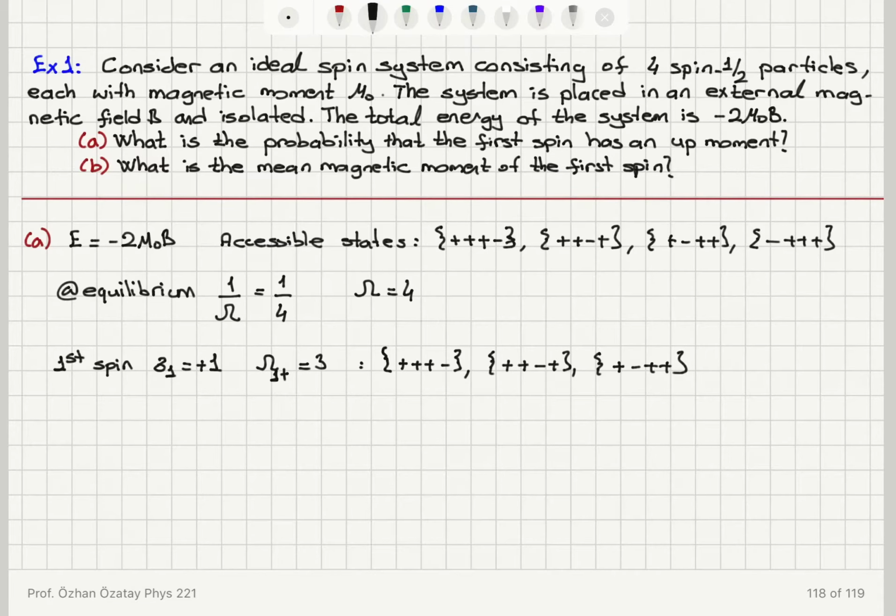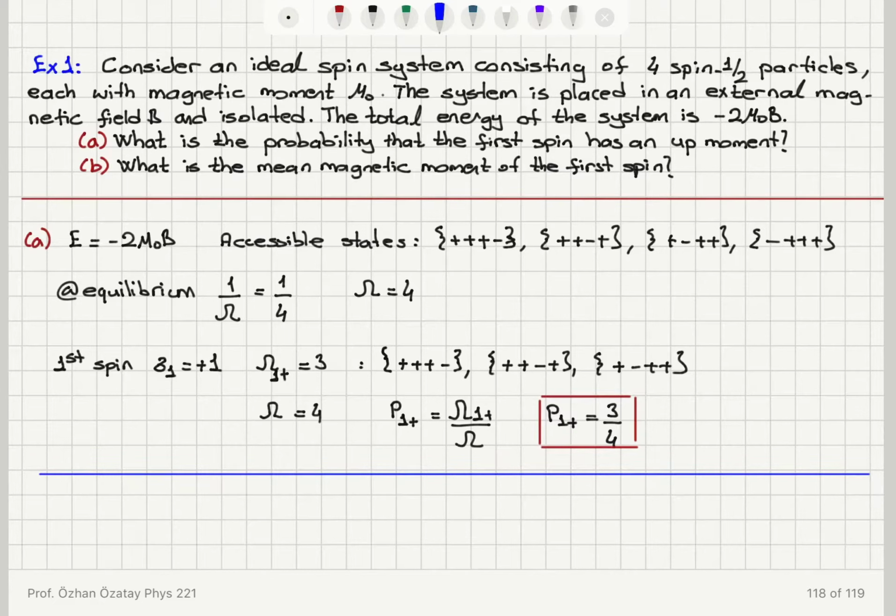So since omega 1 plus is 3 and omega is equal to 4, the probability of having the first moment up, probability of 1 plus, is equal to omega 1 plus divided by omega. So probability of 1 plus is equal to 3 divided by 4. So this will be the answer to part A of this question.